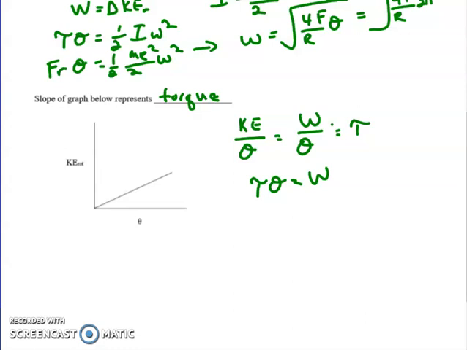And the key thing to remember is if you're talking about a change in height and something's rotating, you have to consider angular kinetic energy as well as linear kinetic energy if it's moving forward.